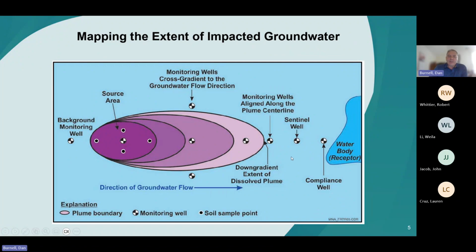Once we get that chemistry data, we'll construct these maps with equal concentration levels to determine how the plume is distributed. And this is a very symmetric plume. In Hawaii, the geology is very complex, and so these plumes can be very irregular too.